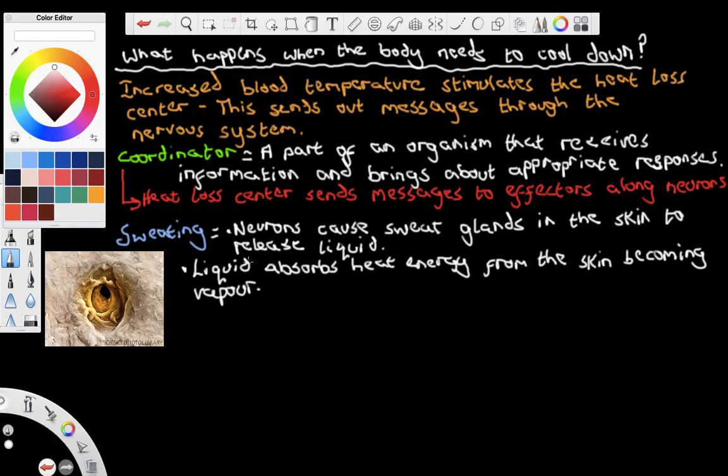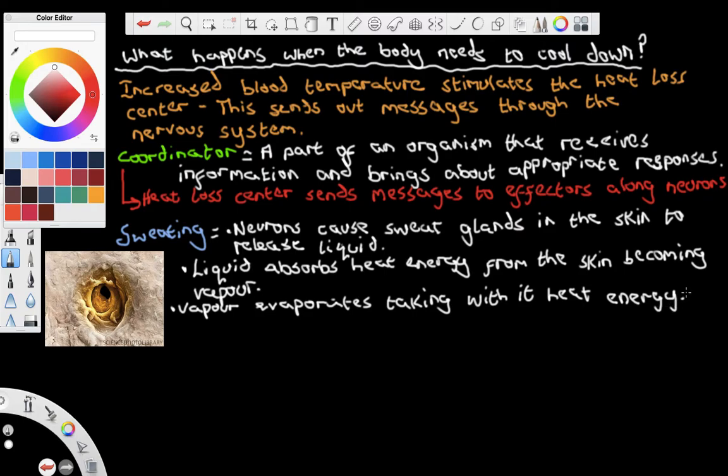This vapor evaporates, taking away with it the heat energy from the body. So the vapor evaporates, taking with it heat energy. Okay?